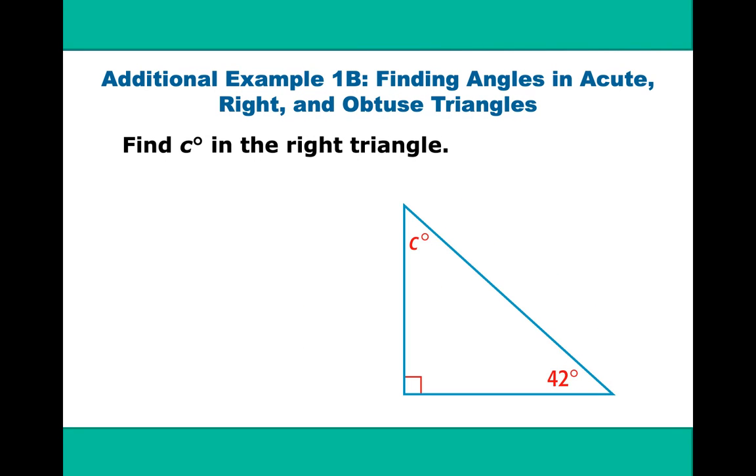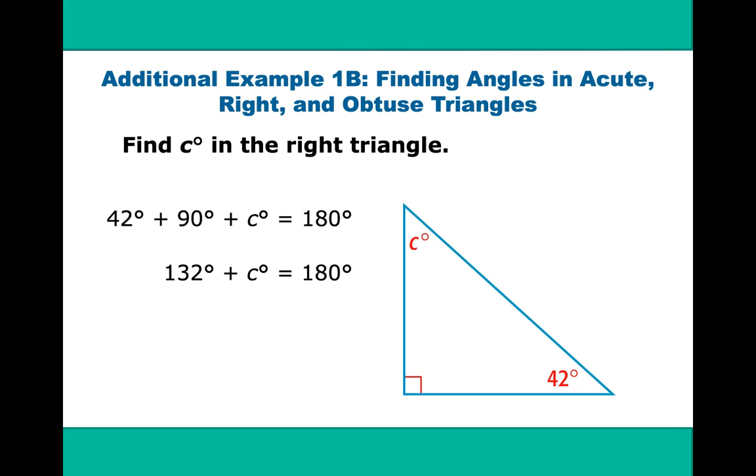All right, here's another. So what's interesting here on this one is that we only actually see one number given, which is 42 degrees. We have a variable here, but then we have a right angle here, and we should know that right angles equal 90 degrees. So again, we can set up an equation. It would look like this: 42 plus 90 plus the unknown angle c equals 180 degrees.